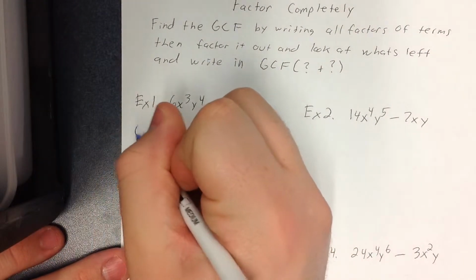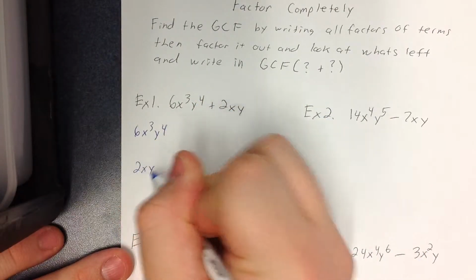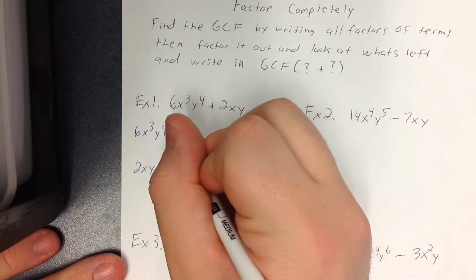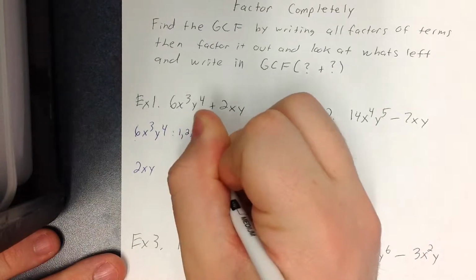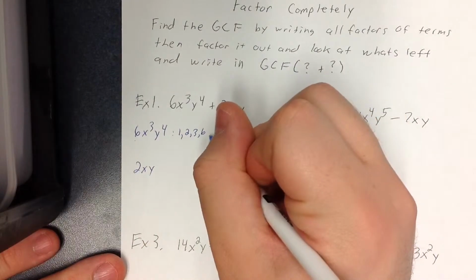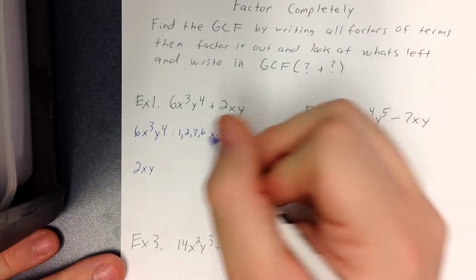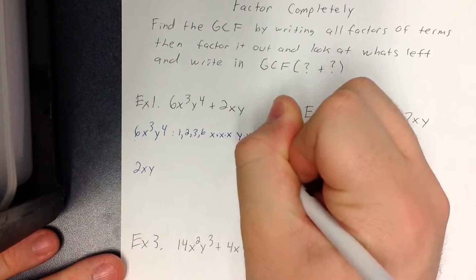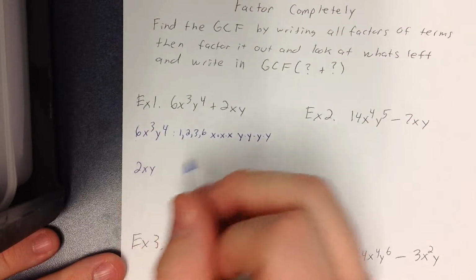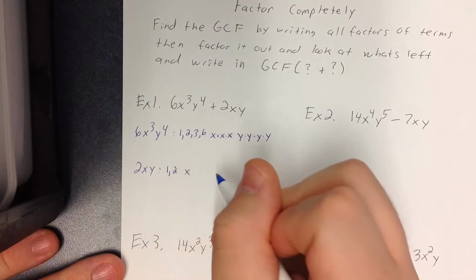So if I look at 6x to the third y to the fourth and 2xy. So greatest common factor. First I look at the coefficient 6 and think about what goes into 6. Well, 1, 2, 3, and 6 all go into 6. Then x to the third means x times x times x. Y to the fourth means y times y times y times y. On the bottom 2, there's only two factors of 2, and that's 1 and 2. And then I have x and I have a y.